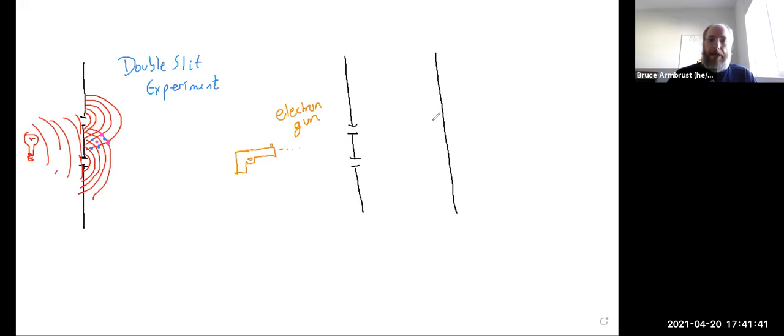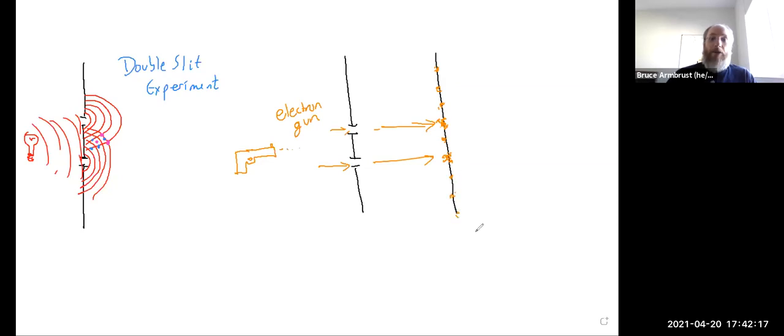What you would expect to see is a whole bunch of hits right here and a whole bunch of hits right here. Right? Because that's going to be the bullets actually making it through the slits, carrying on to the wall. So if electrons were particles, this is what you'd see. Well, it turns out that that's not what they saw. What they saw was the same alternating pattern that you see with light.